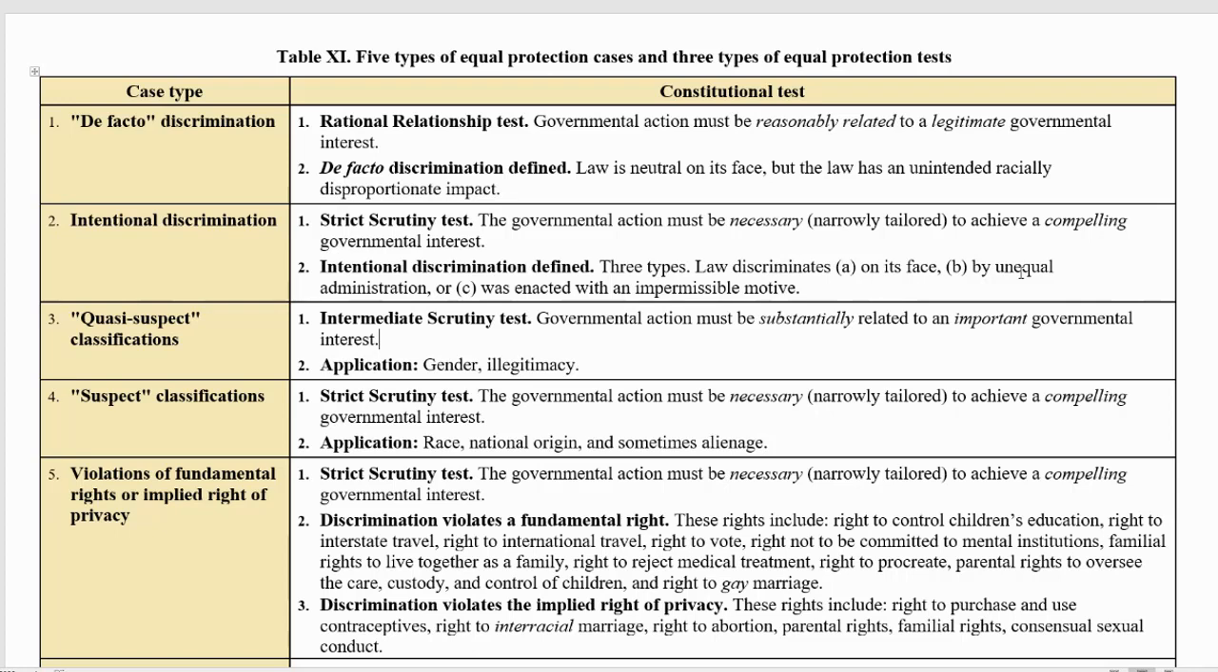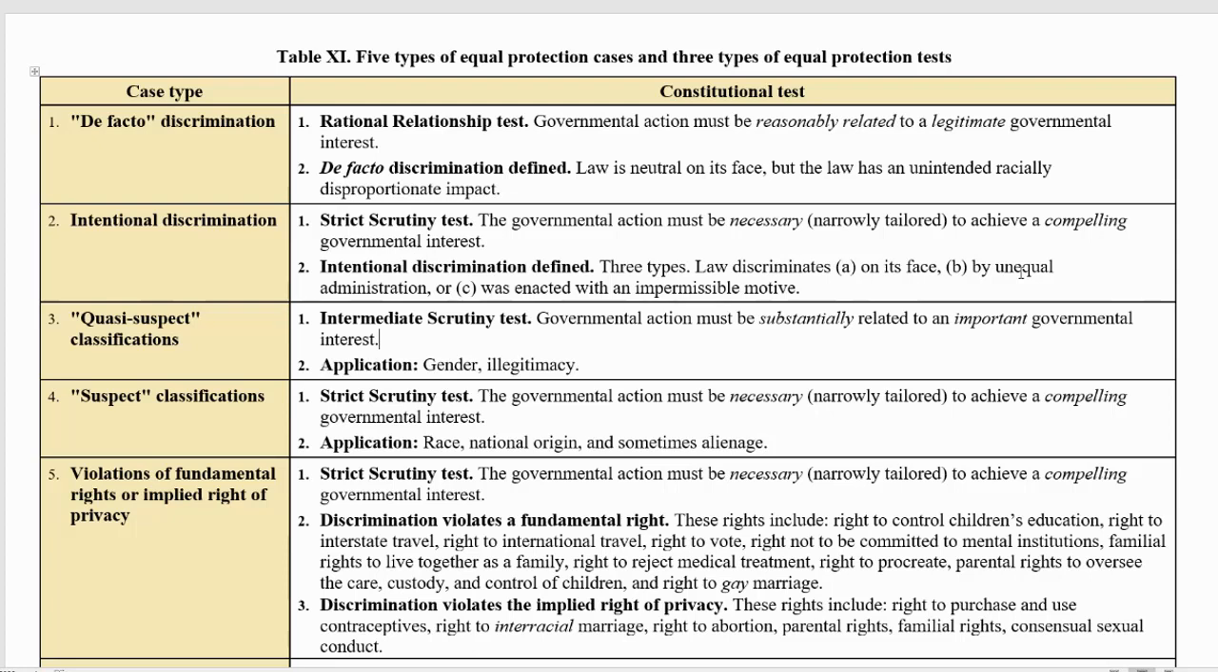So if you have a third tier, the government barely cares about this right, it's really easy for the government to win. When you get to intermediate scrutiny, it's not the middle point between the easiest level of scrutiny and the most difficult. It's not necessarily the middle point, but it is in between. It is much closer to strict scrutiny than it is to a rational relationship test. It is much closer to strict scrutiny, but it's a bucket in the middle, and there's all sorts of things that get thrown in there.